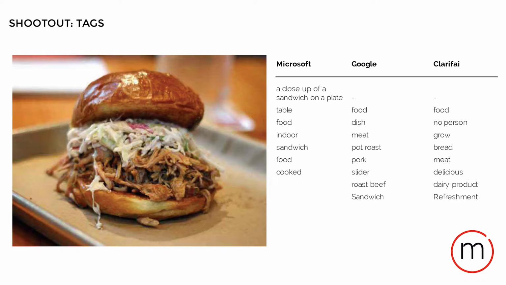Google and Clarifai don't have sentences, but they have food, dish, meat, and you can see it. I have a little bit more there. I stopped with Microsoft everything that goes under 50%. I didn't put it out there, so it's just the top 50%.